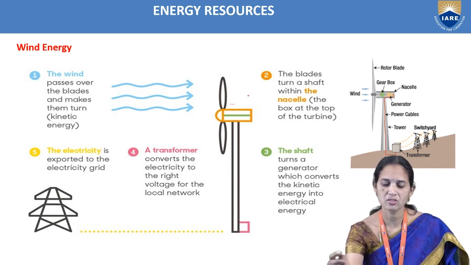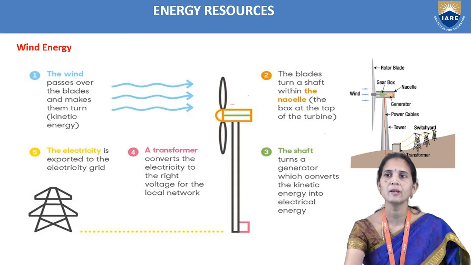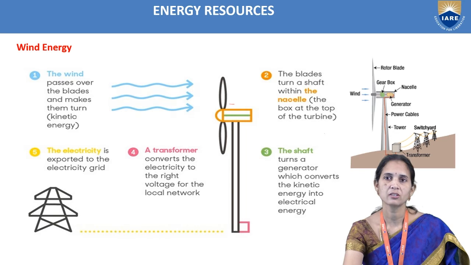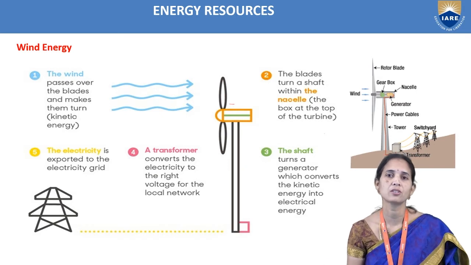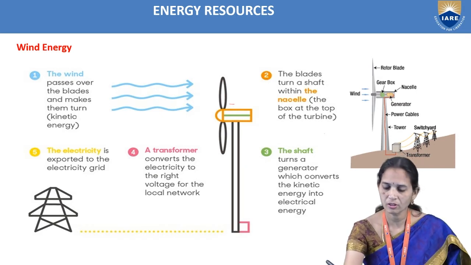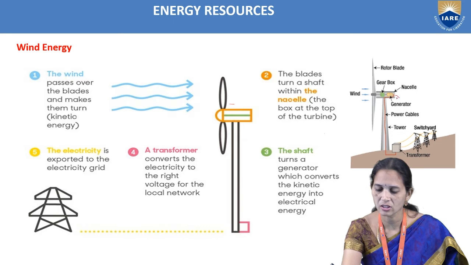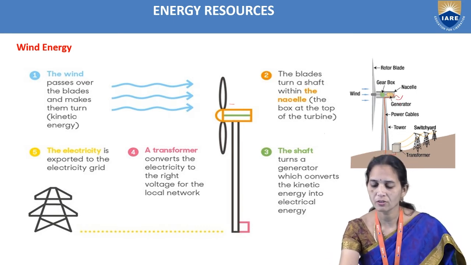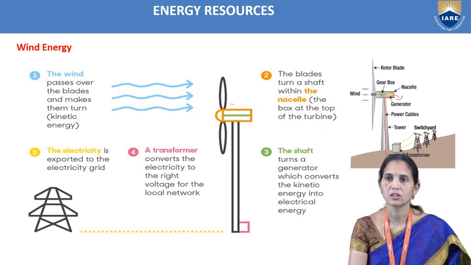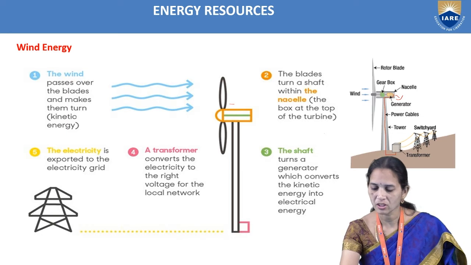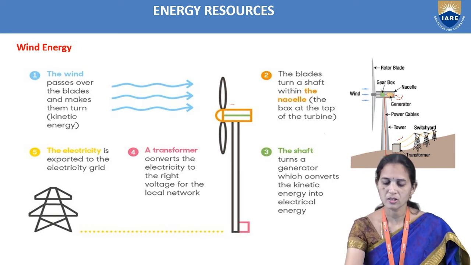In this box we arrange the shaft. The blades are turning the shaft. The shaft turns a generator which converts kinetic energy into electrical energy. In this only we are arranging the generator. We can see here it is the generator. Here the conversion of kinetic energy into electrical energy takes place in the generator. Then the transformer, we can see the transformer here.